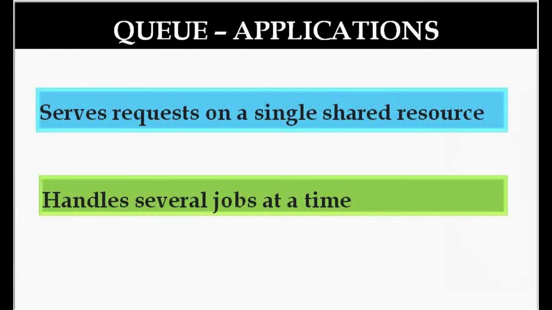Queue is used in serving requests on a single shared resource like a printer or CPU scheduling. Considering a printer, the jobs will be printed in the order of their arrival. And actually there can be a multi-user, multi-programming and time-sharing environments. In these environments, a computer can handle several jobs at a time by using this concept of queue.